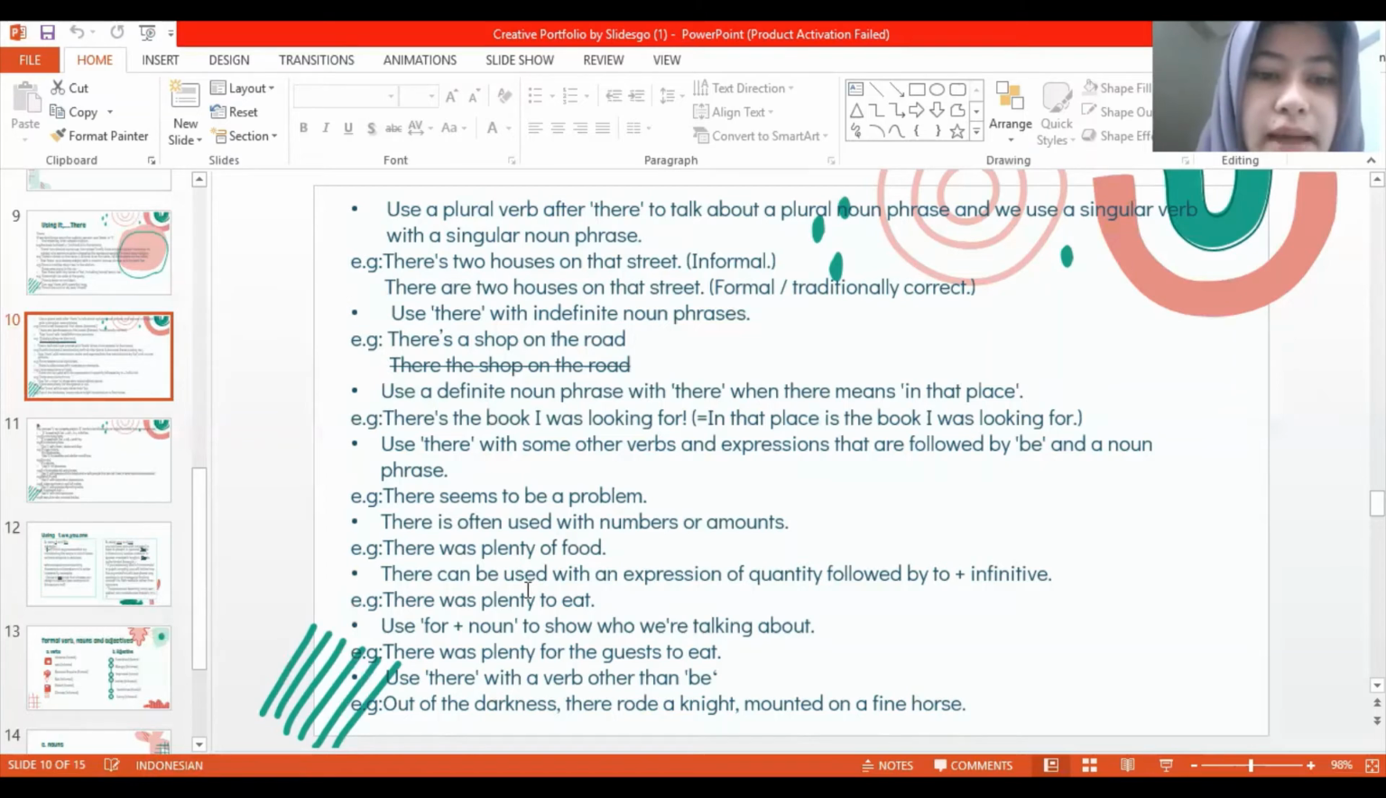Next, there can be used with an expression of quantity followed by to plus infinitive. Example, there was plenty to eat. We use for plus noun to show who we are talking about. Example, there was plenty for the guests to eat. Next, use there with a verb other than be. Example, out of the darkness there rode a knight mounted on a fine horse.